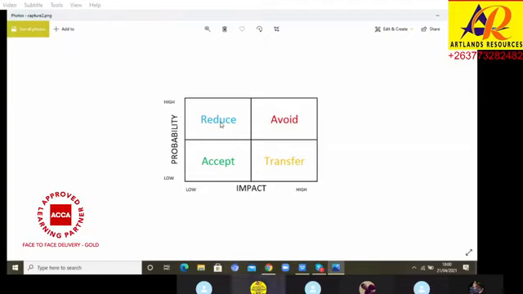And then low, you accept. Low is a risk which has low probability of occurrence, and should it occur, it doesn't harm the firm much. What you do with such a risk is you accept it.